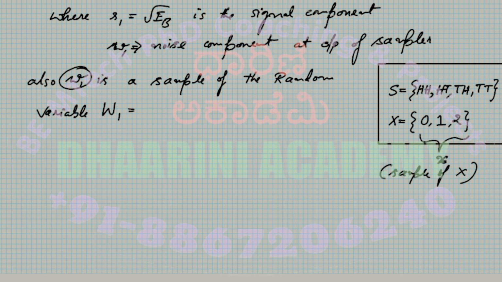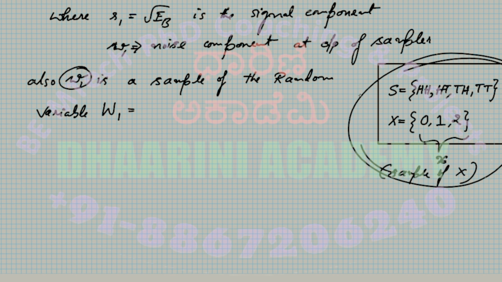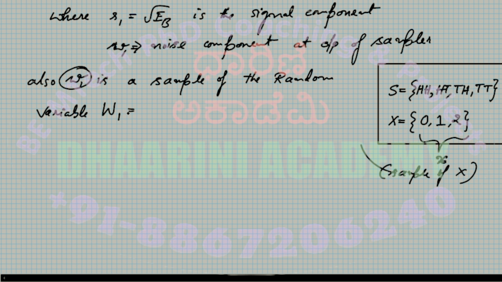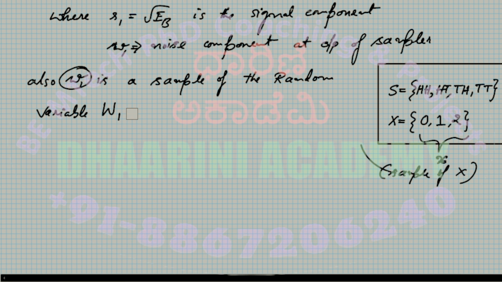That's all. Just look at the example I have given over here. That makes everything clear to you. Now let me go back. In the next step, I have written till here, this is still the variable W1, random variable W1.